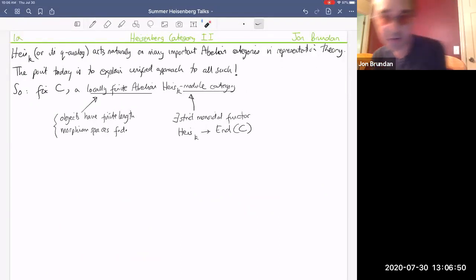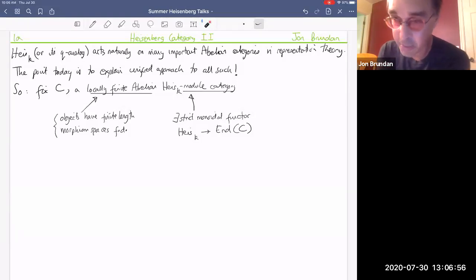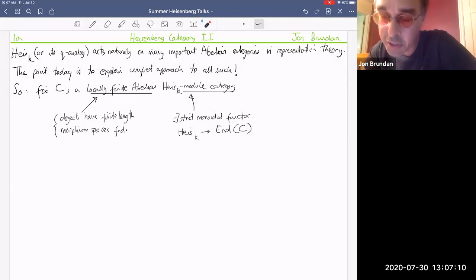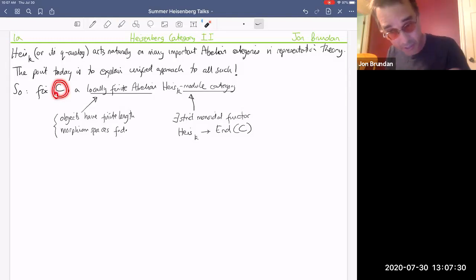So this category acts naturally on a whole bunch of important Abelian categories that I'm sure you're all very familiar with, classical categories we've been studying for 50 years or 100 years in representation theory. To me, the whole point of this Heisenberg category is that it provides this totally uniform language to discuss all of these important categories in representation theory simultaneously from this new point of view. So we're always going to be interested in some Abelian category that will be called C. I'll give you some examples in a minute. That's what we're always going to be studying in this general theory.